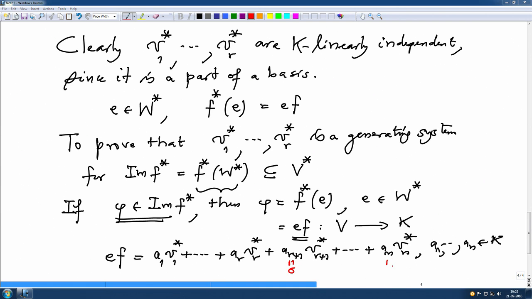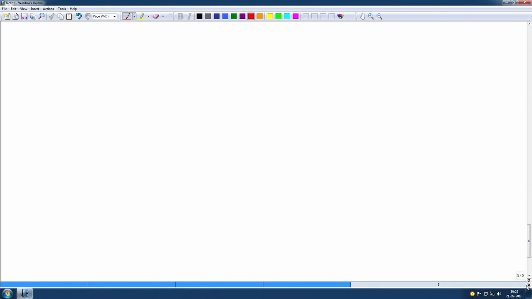All these coefficients after A R plus 1 up to A N are 0. I want to prove that. But how do we prove that? I am going to evaluate both the sides on the vectors V R plus 1 to V N. So we are looking at E of F evaluated on Vi, and i is from R plus 1 to N.